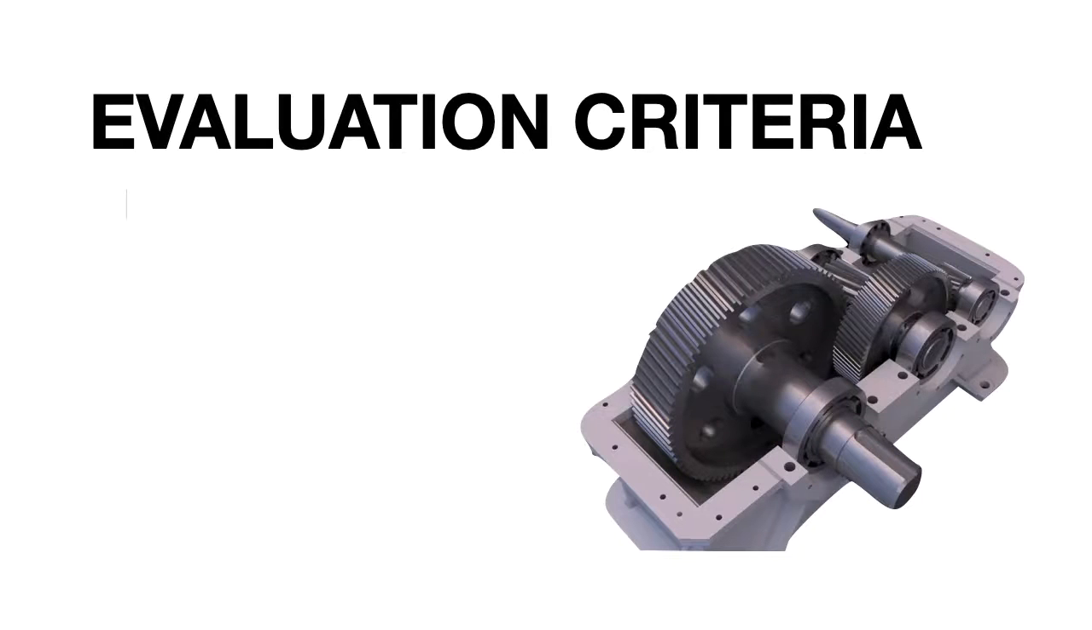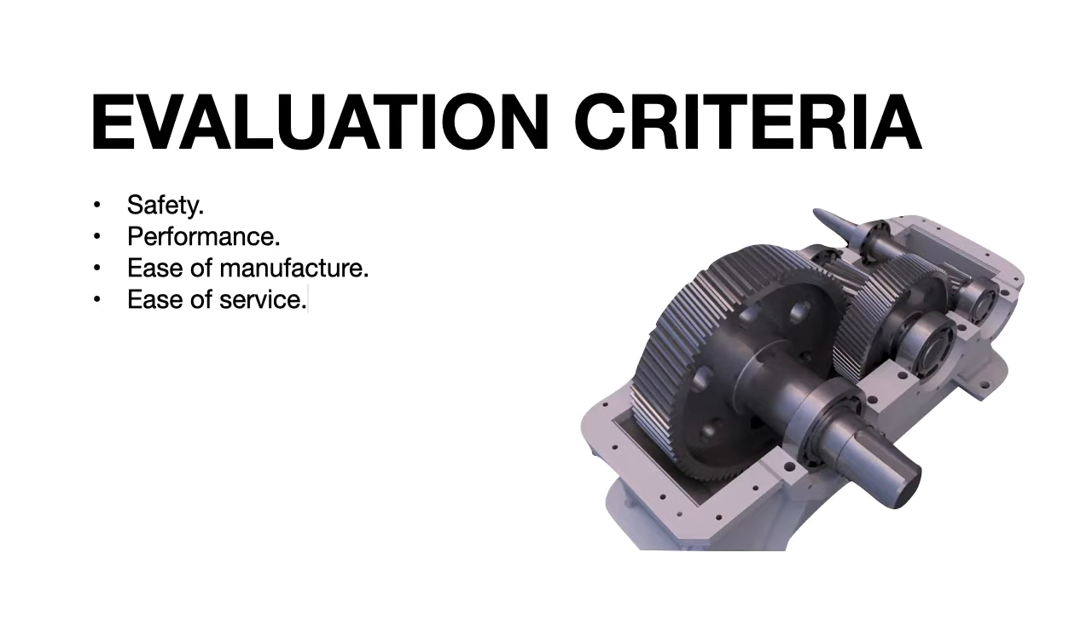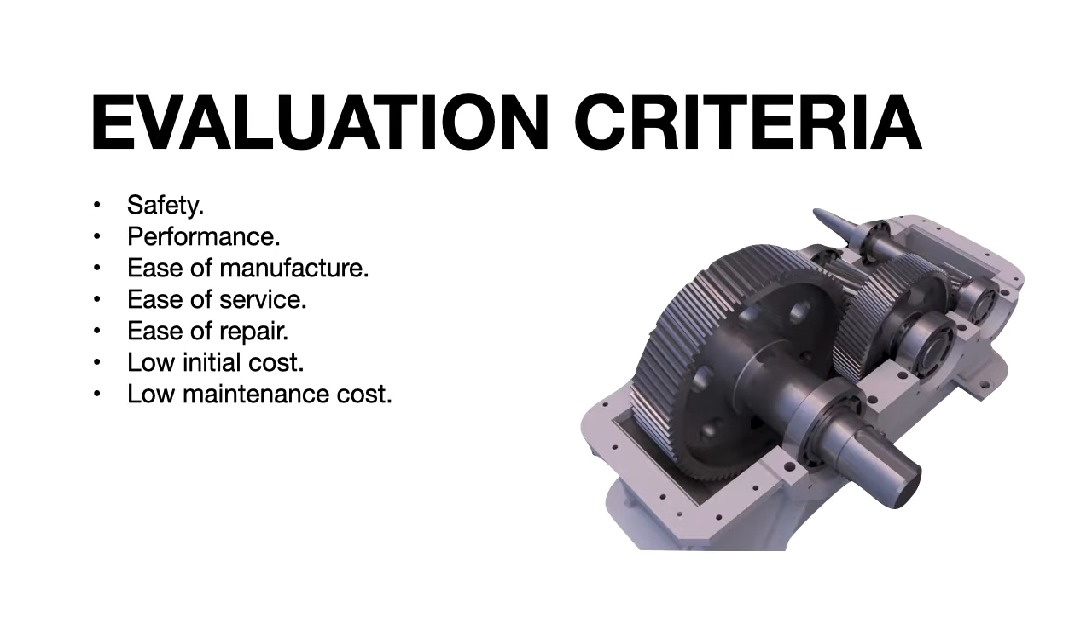Evaluation criteria, on the other hand, are specific characteristics on how you want to assess your device or your product. For example, for this speed reducer device, we want to assess it in terms of its safety and also its performance. Is it easy to be manufactured? Is it easy to be serviced, or is it easy to be repaired? We want it to have a low initial cost because we don't have budget, and we want it to have a low maintenance cost. Okay.